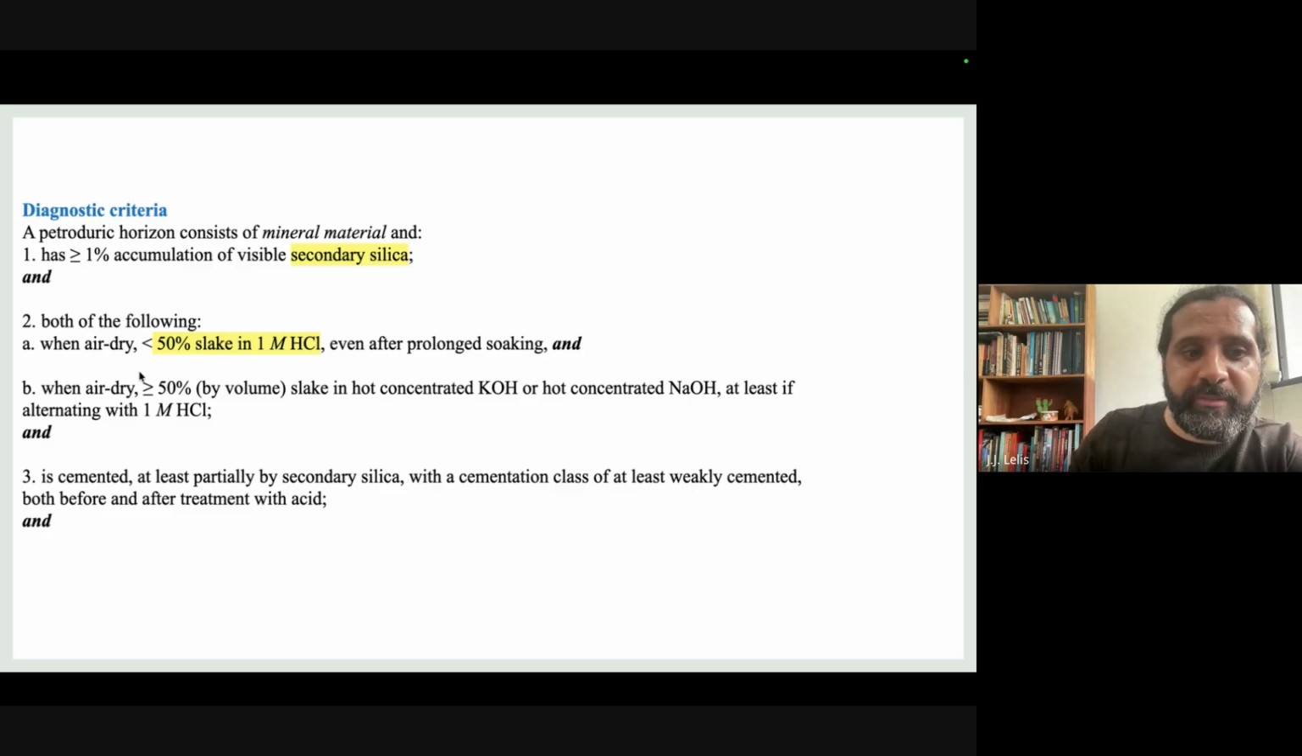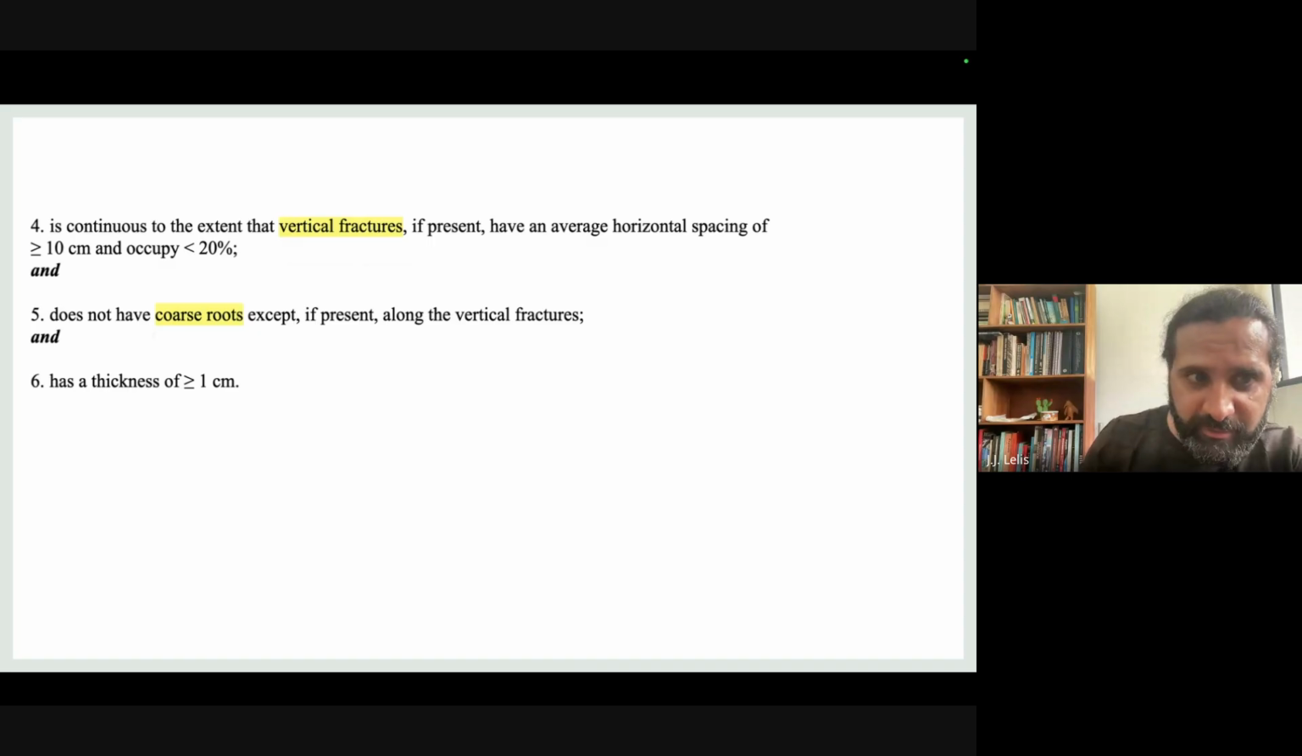So when I put some pieces of this petroduric horizon in contact with hot concentrated potassium or sodium hydroxide, it slakes, so it starts to be destroyed. And it is cemented, at least partially by secondary silica, with a cementation class of at least weakly cemented, both before and after treatment with acid. So I should register that the soil is strongly cemented and cannot be easily destroyed by acid.